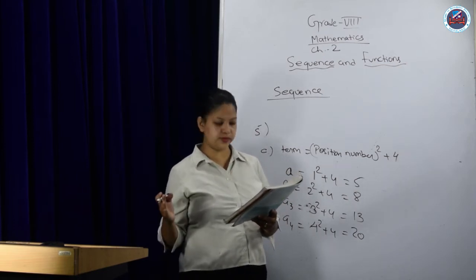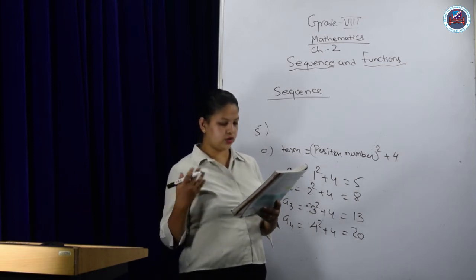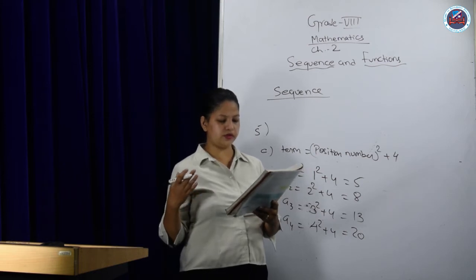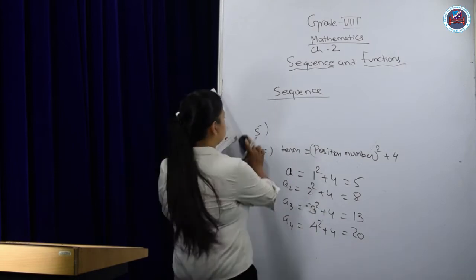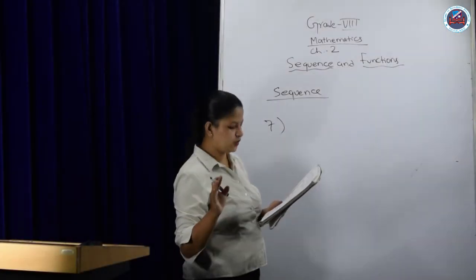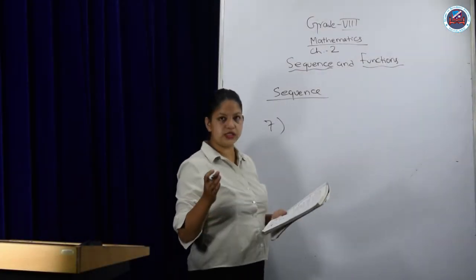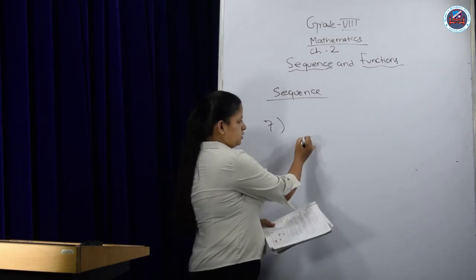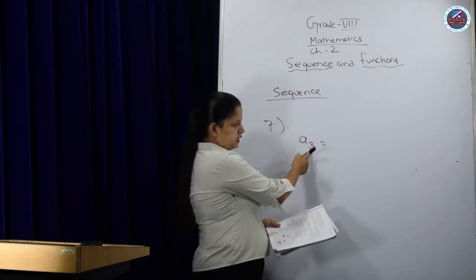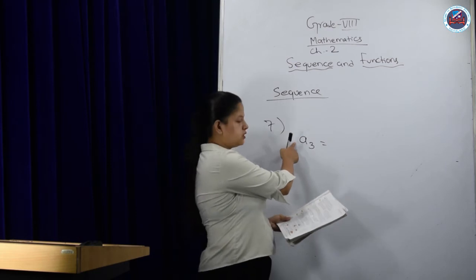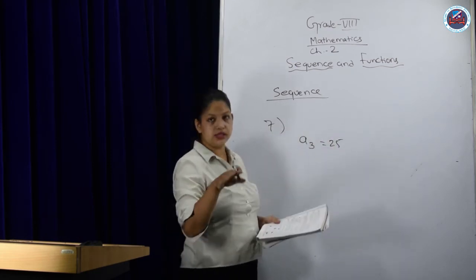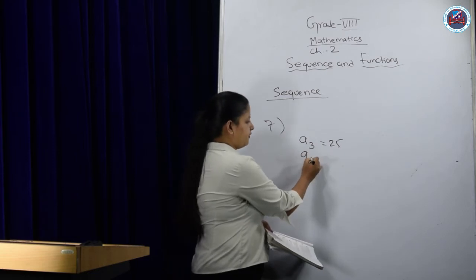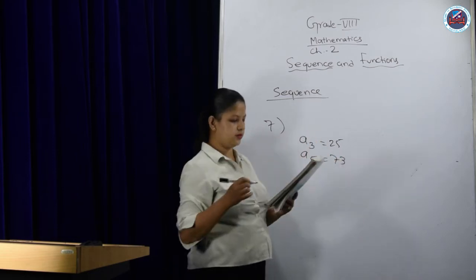Position to term rule has been given there. Now question number 7. As per the question, the third term of the sequence is 25. Third term, I am writing A3, denoting the third term of that particular sequence, is 25. Fifth term is 73. Similarly, A5 is 73.